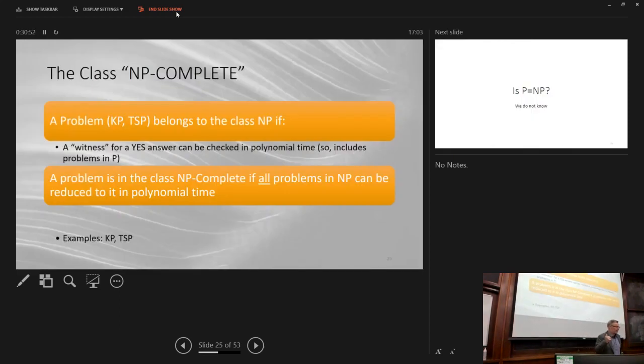Now, this is probably the most obscure math that you've ever seen. We're now looking at the class NP complete. NP stands for non-deterministic polynomial. You have to be Alan Turing to come up with a name like that, right? A problem like the knapsack and the TSP belongs to the class NP if a witness for a yes answer can be checked in polynomial time. So it includes problems in P.